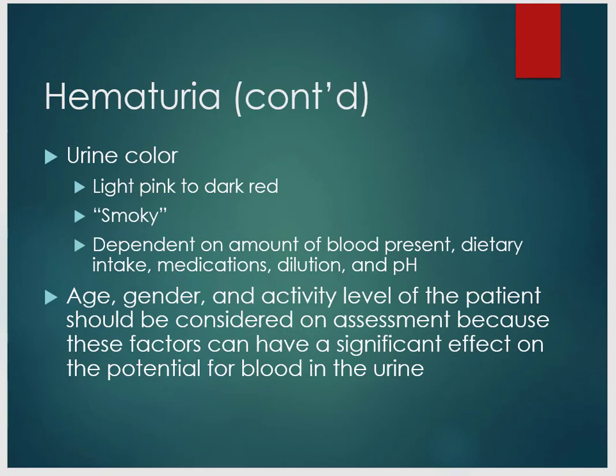The urine color is going to change. It can go from a light pink to a dark red. It may take on a smoky appearance. It may appear as a light shade of iced tea in color. That's dependent on the amount of blood that's noted, what dietary intake has been going on, medications, dilution, and the pH. We know that age and gender and activity level of the patient need to be considered because these can have an impact for having blood in the urine.